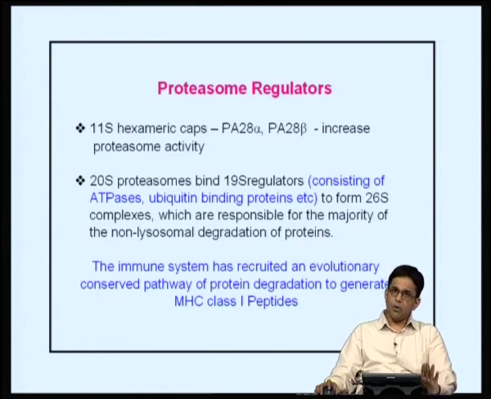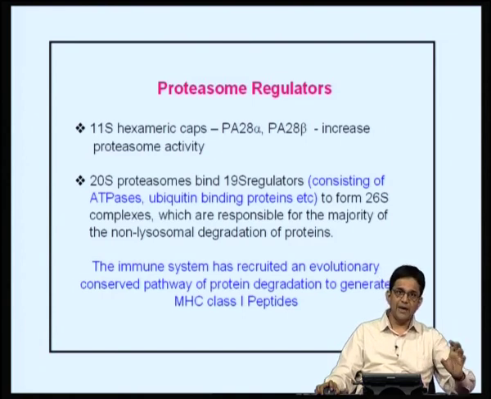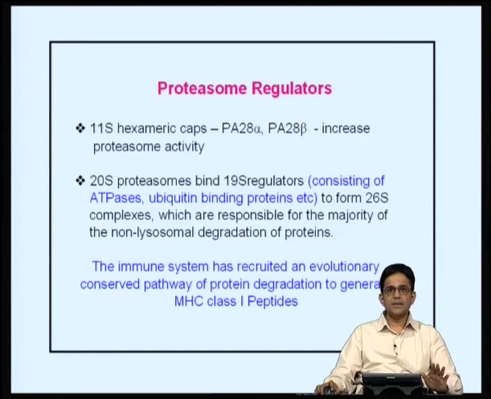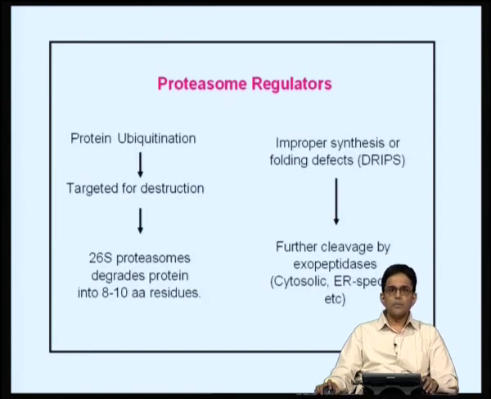So the important point for students is that the immune system has recruited an evolutionarily conserved pathway of protein degradation to generate MHC class 1 peptides. So this is an important part. They have made some changes in it. They have some genes that are involved, newer subunits that have evolved along with this, but otherwise they have used a common pathway. Okay, that's an important point.